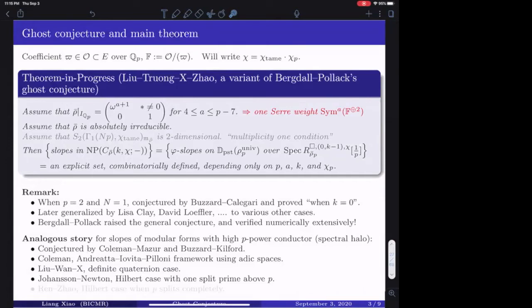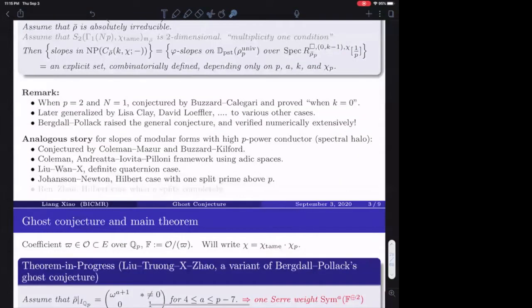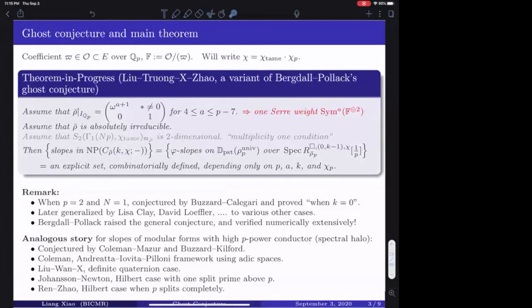And this was, I guess, relatively recent: Ruofei Ren and Bin Zhao did it for the all-Hilbert case when p splits completely. So these are all about spectral halo, what's happening when these modular forms have high p-power conductor. But what we talk about today will be the case where we're mostly concerned with the conductor being just divisible by p, basically.